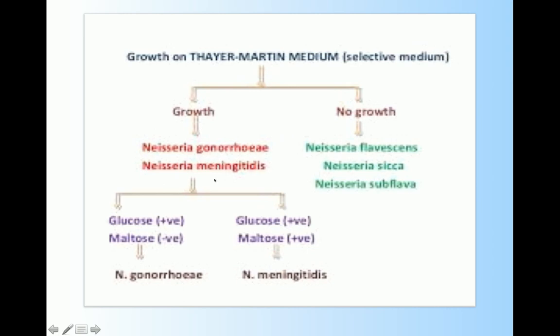Now, if we get a growth on Thayer-Martin media, we are going to perform glucose fermentation test and maltose fermentation test. If only glucose is fermented, then it is Neisseria gonorrhoeae, and if both glucose and maltose are fermented, then it is Neisseria meningitidis. And in my previous lecture, I told you the best way to remember is that G is for gonorrhoeae and M is for meningitidis. If it is fermenting maltose, not mannitol, maltose, it is meningitidis, and if it is fermenting just glucose, it is Neisseria gonorrhoeae.